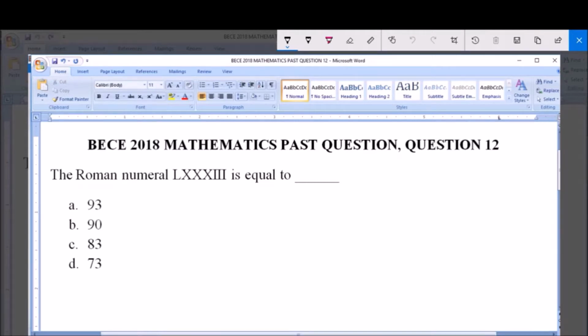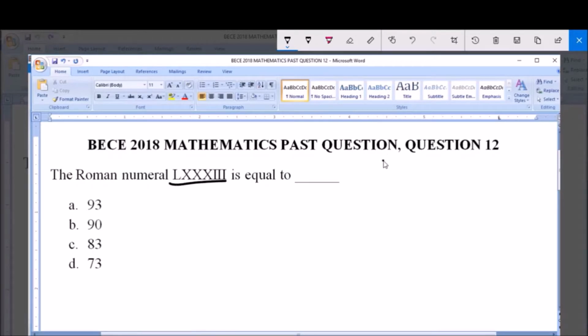The Roman numeral LXXXI is equal to dash. A, we have 93. B, we have 90. C, we have 83. And D, we have what? 73. Now we have to express this Roman numeral into our numbers.